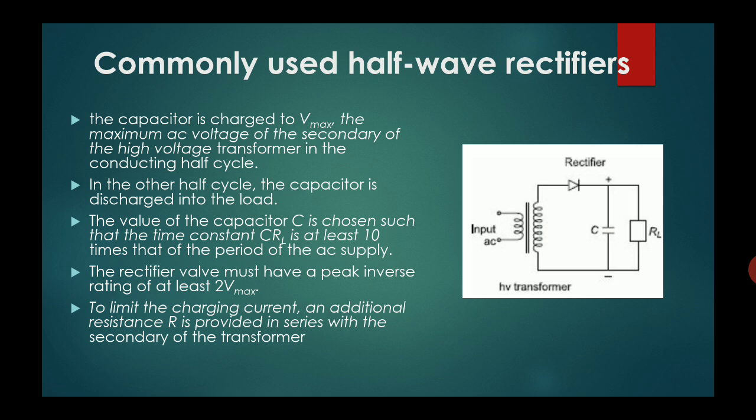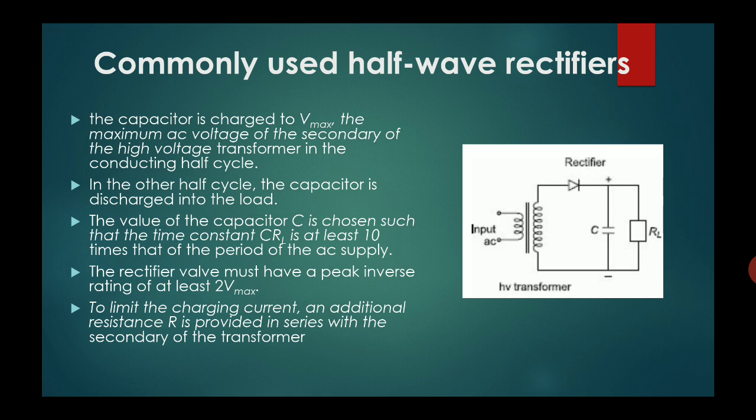So it is just been explained that the capacitor is charged to a voltage of Vmax, the maximum AC voltage, from the secondary of the high voltage transformer in the conduction half of the cycle. So this positive half is the conduction half of the cycle. In the other half of the cycle, the capacitor is discharged into the load.